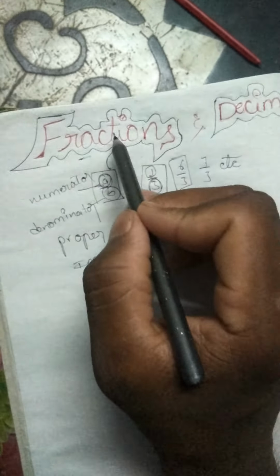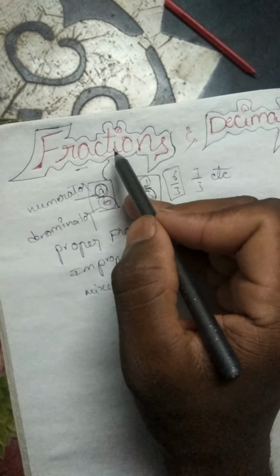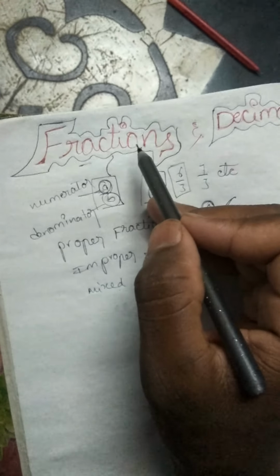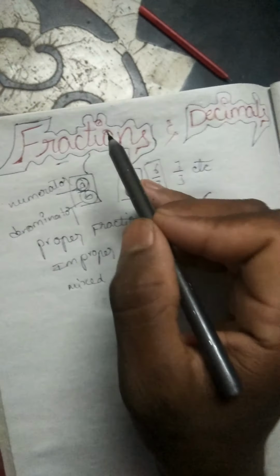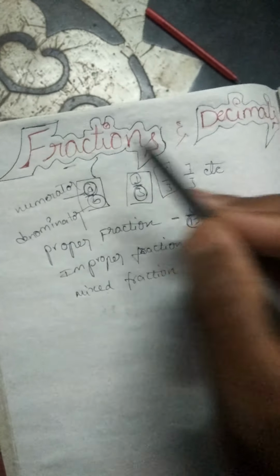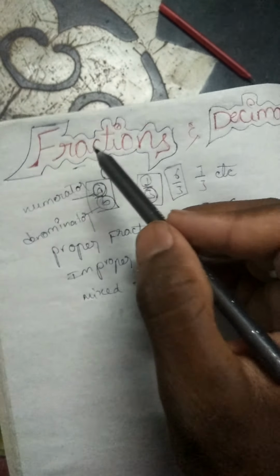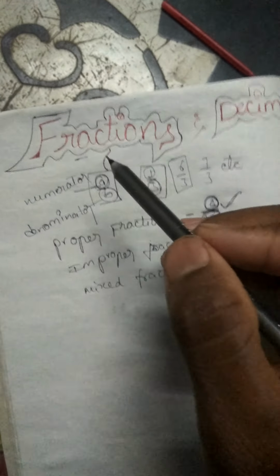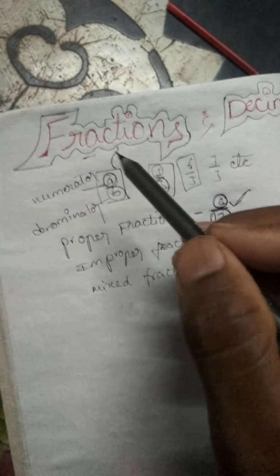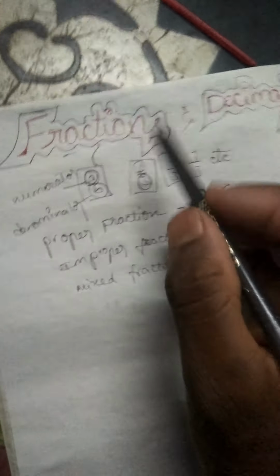Today I want to say about fractions and decimals. This is related to the classes from 5th to 10th classes. This is very important. Today I want to say about what is fraction and what is decimal and types of fractions and how to add a fraction and how to multiply a fraction and how to divide the fraction and how to subtract the fraction.